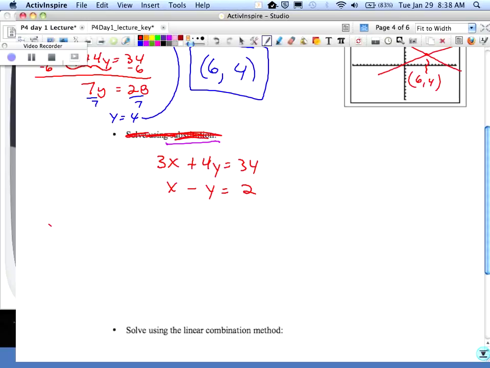slash elimination. Some people call it elimination. Let's see if it'll let me. Oh my goodness, what's going on there? We don't want to do that. I don't know. Okay. What would you do if you were going to do linear combination or elimination?